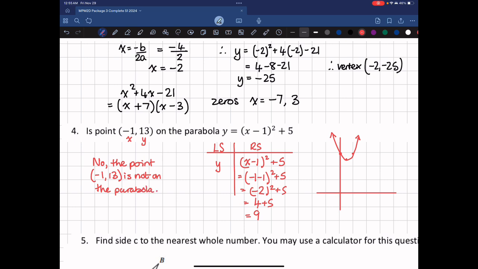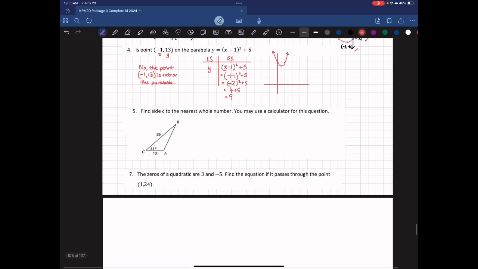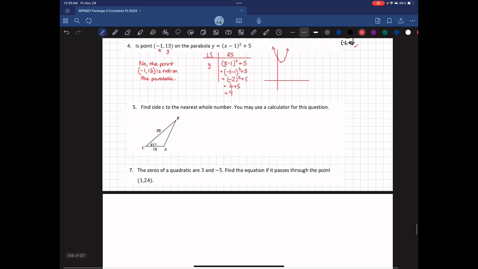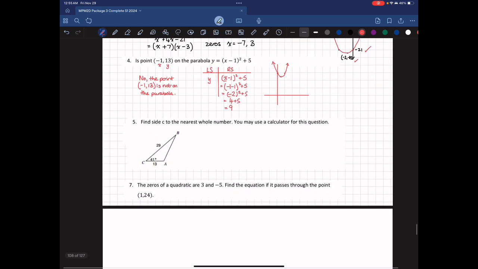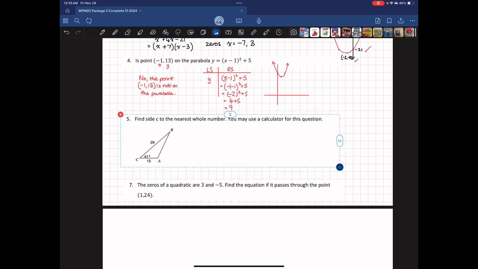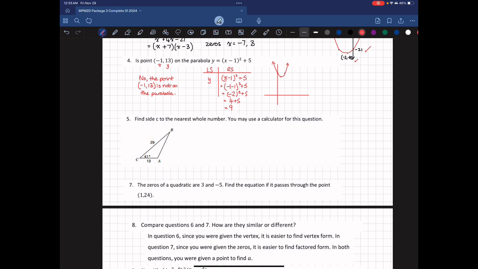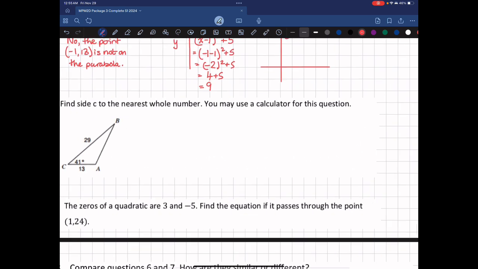And there we go. All right, let's do question 5. I think I might be out of space, so I might move question 7 onto the next page in a minute. Find side C to the nearest whole number. You may use a calculator for this question.